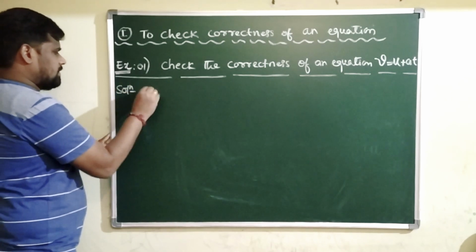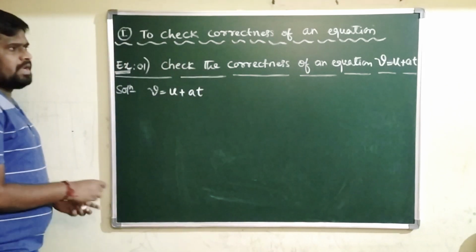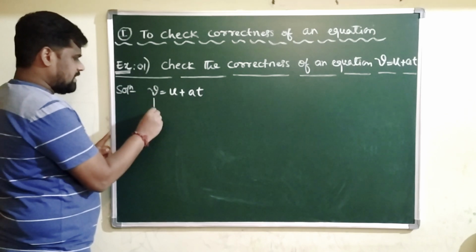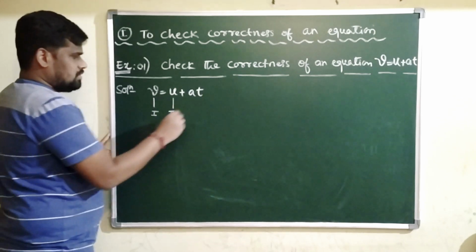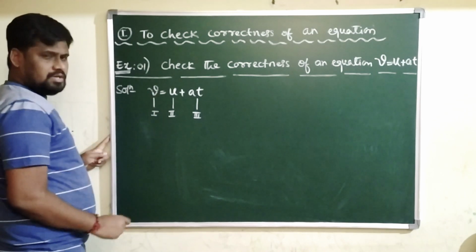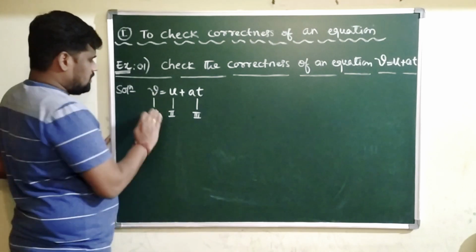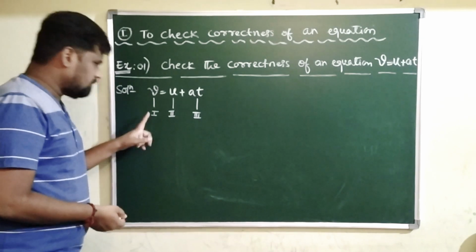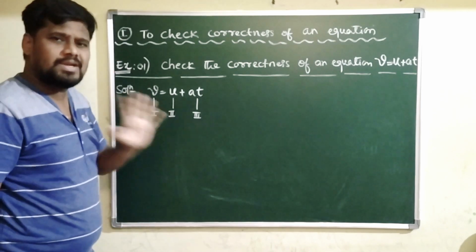So let me consider the given equation. V equals u plus at. How many terms do I have here? 3 terms. This is the first term, that is v. This is the second term, that is u. This is the third term, that is at. So according to the principle of homogeneity, the first term, second term and third term should have the same dimensions.